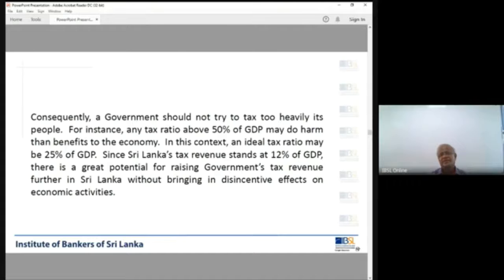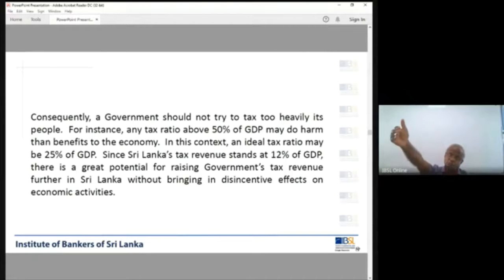In this context, the ideal tax ratio may be 25%, since Sri Lanka's tax revenue stands at 12% of GDP. That's a great potential. At present, tax revenue is 12%. So therefore, that's a huge potential for the government to raise tax revenue, direct taxes or indirect taxes.